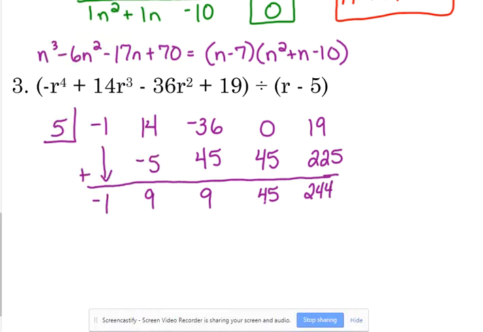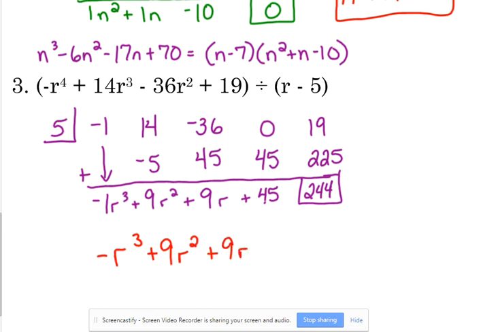I don't want to say getting a remainder that big is super rare, but it is kind of rare. Usually your remainders are going to be pretty reasonable, pretty close, and not crazy. But sometimes it happens. So r cubed, r squared, r, constant. So the answer is negative r cubed plus 9r squared plus 9r plus 45 plus 244 over r minus 5.